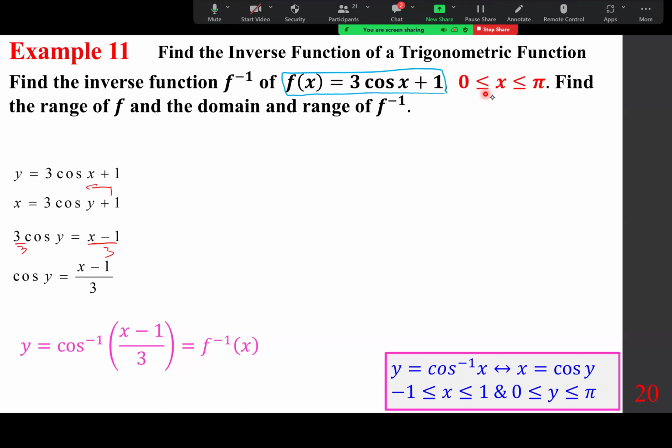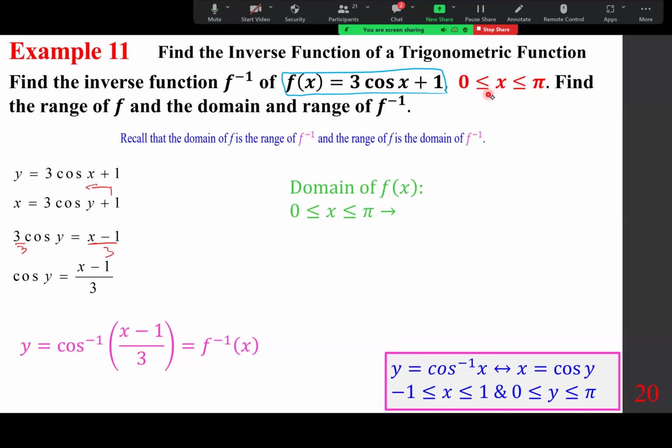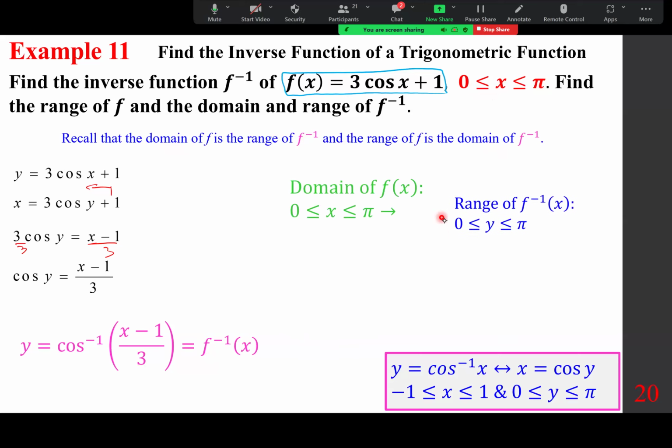The domain is given. Again, reminding you, the domain of one is the range of the other. So the range of its inverse, f inverse, is the same thing, meaning for the range of f inverse, y is between 0 and pi. That's how we write that.